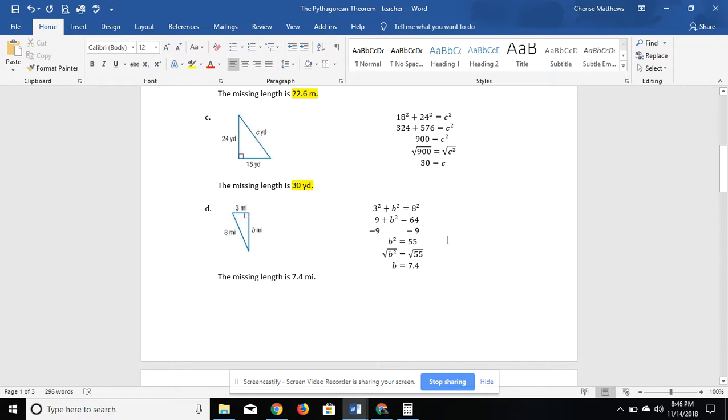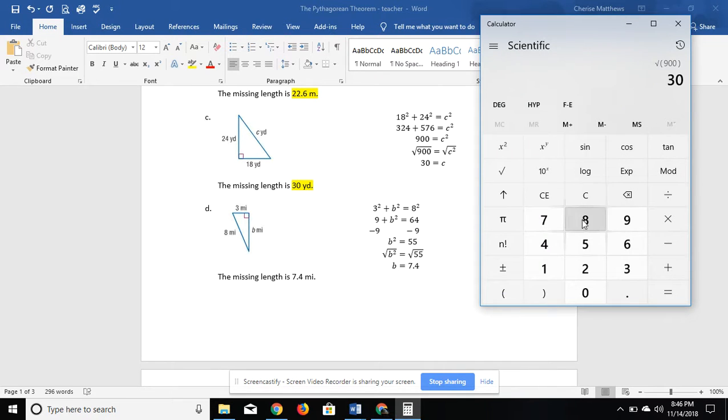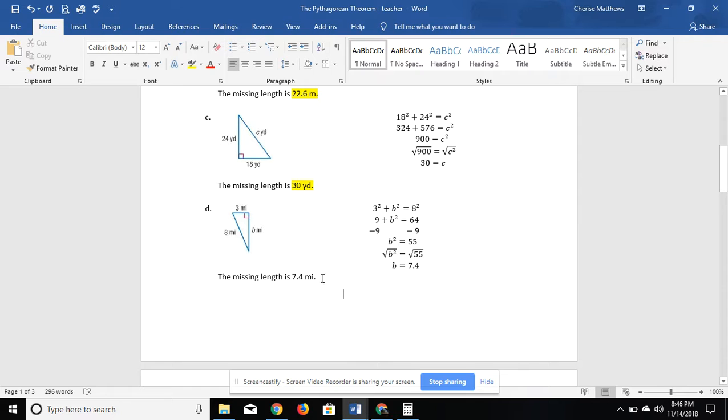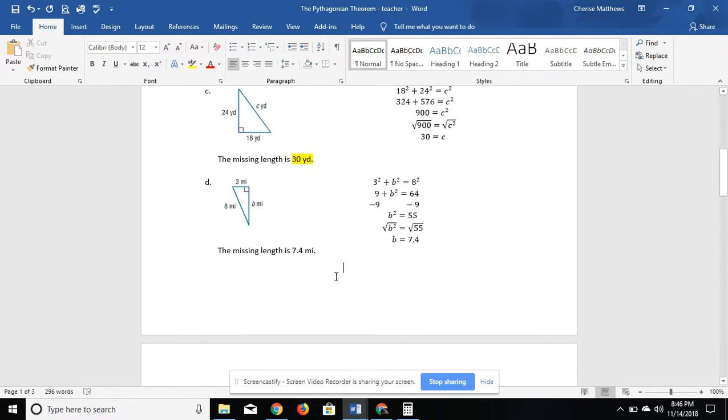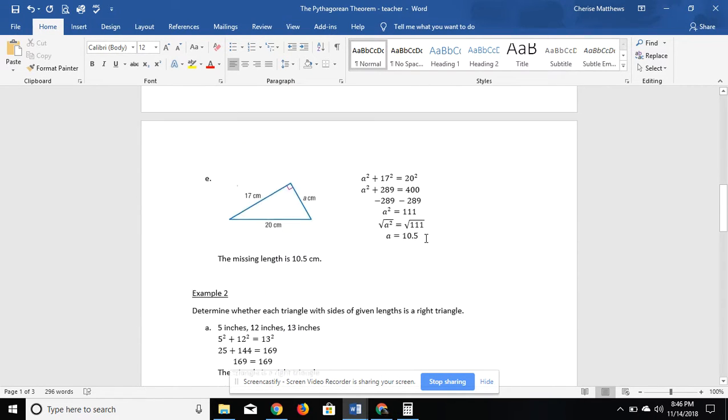To get rid of the square, the opposite of square is square root. So we have to do the square root of both sides. The square root of 55 actually gives you that long string of numbers again. So we're going to round to the nearest tenth. That is 1 decimal place. So 7.4. So this missing length is 7.4 miles.